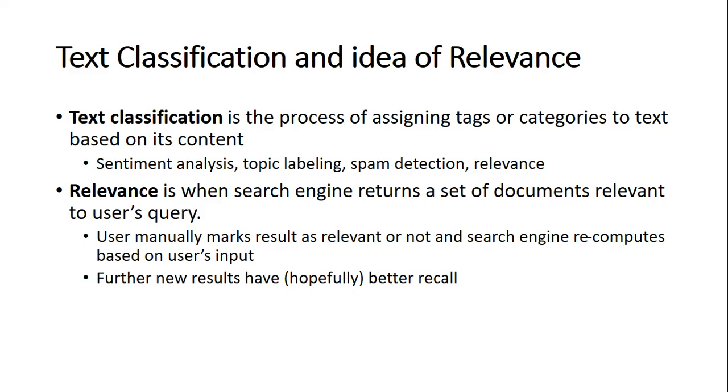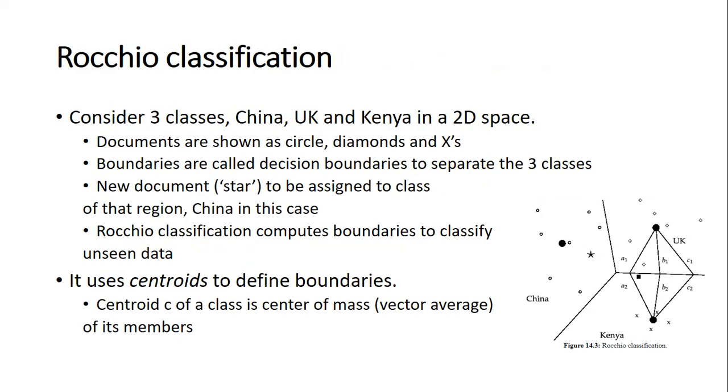Relevance is when a search engine returns a set of documents relevant to the user's query and the user manually marks the given results as relevant or not to the initial query. This causes the search engine to recompute based on the user's input, and the new results would hopefully have better recall. A good example of relevance feedback is Rocchio's algorithm.